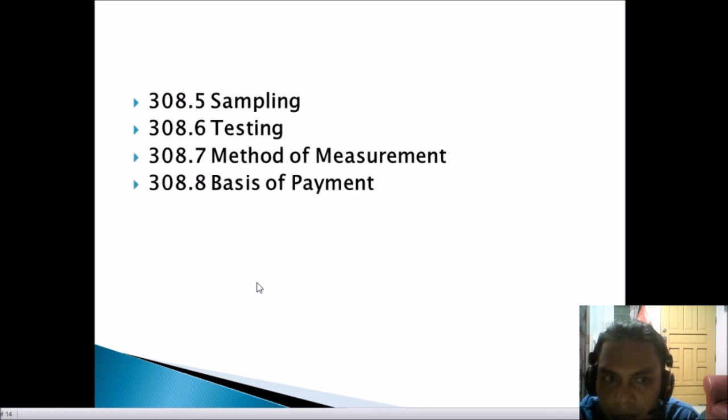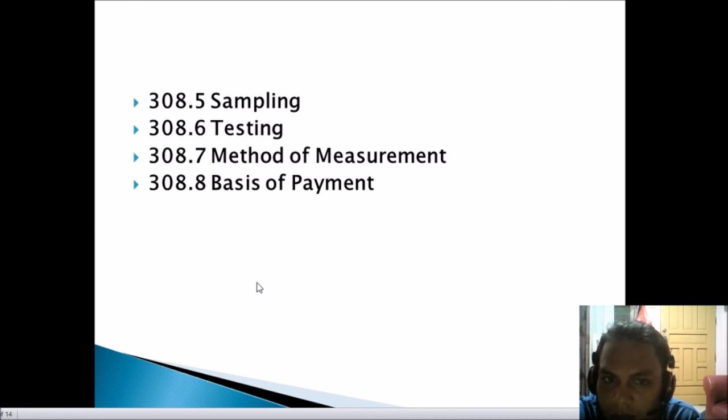So next is the sampling. Sampling of asphalt material shall be in accordance with the latest revision of AASHTO designation T40, ASTM designation D140. Sampling of mineral additions shall be in accordance with the latest revision of AASHTO designation, ASTM designation D75. Next is the testing. Methods of testing shall be in accordance with the applicable AASHTO or ASTM methods.